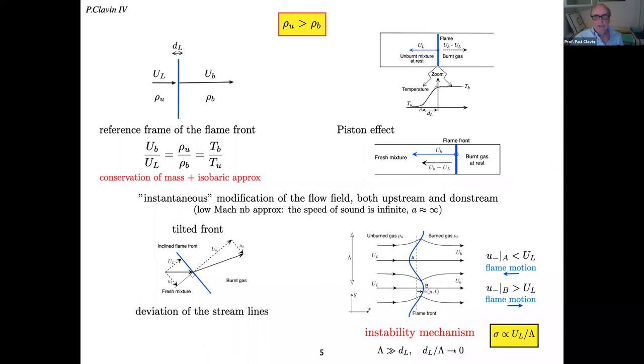In such a way that in this problem, you do not have any length other than the wavelength. Therefore, if you are looking at a rate that is the inverse of a time, this should be a velocity divided by the wavelength. There is no other possibility. So this is what dimensional analysis tells you in this limit, when you look for the limit of zero flame thickness.